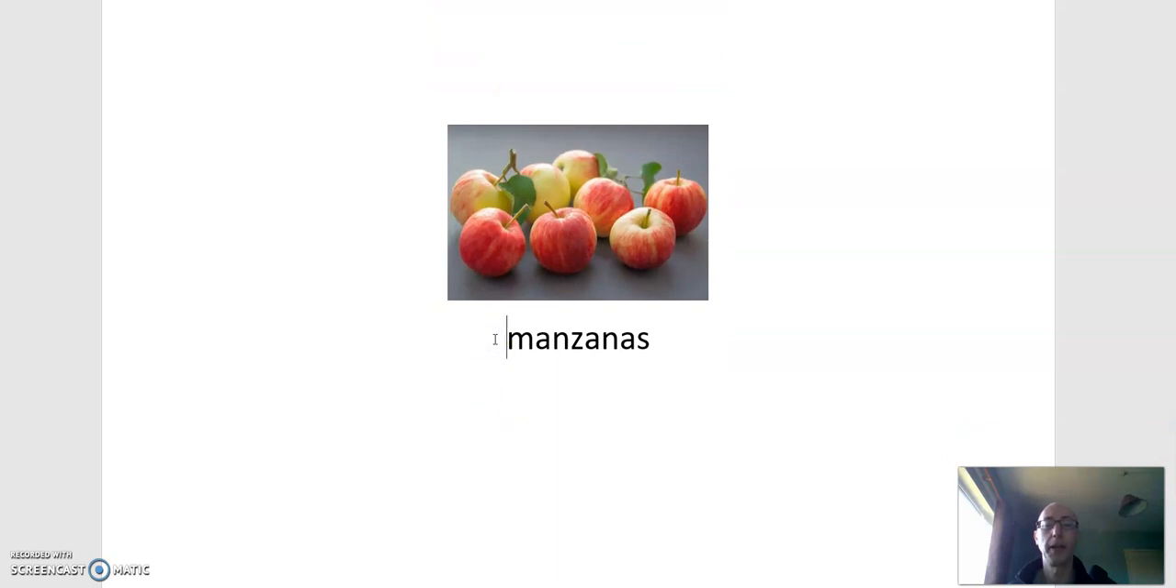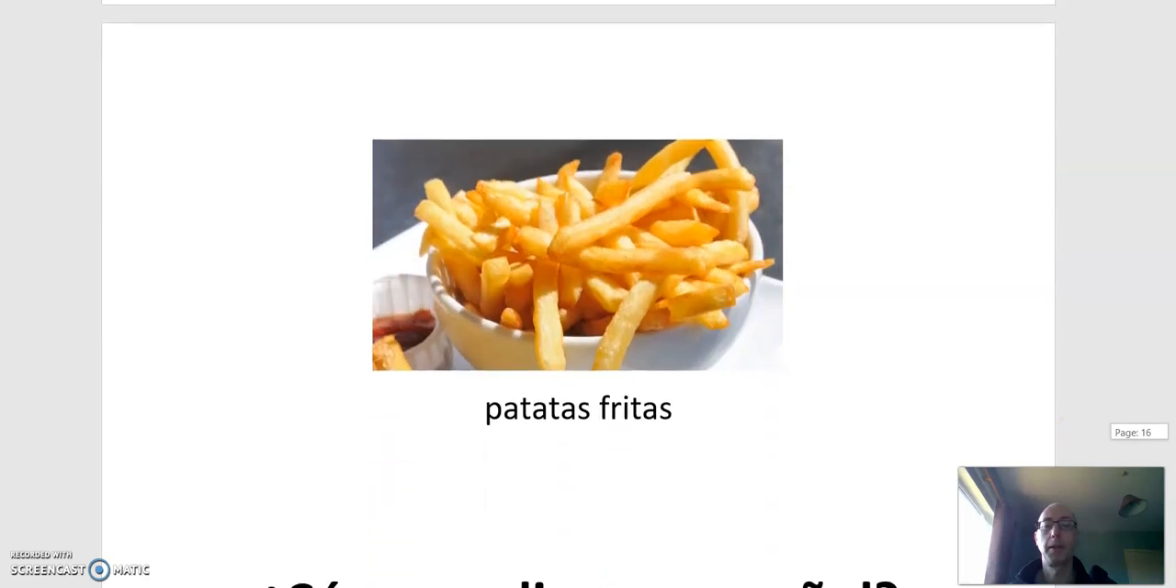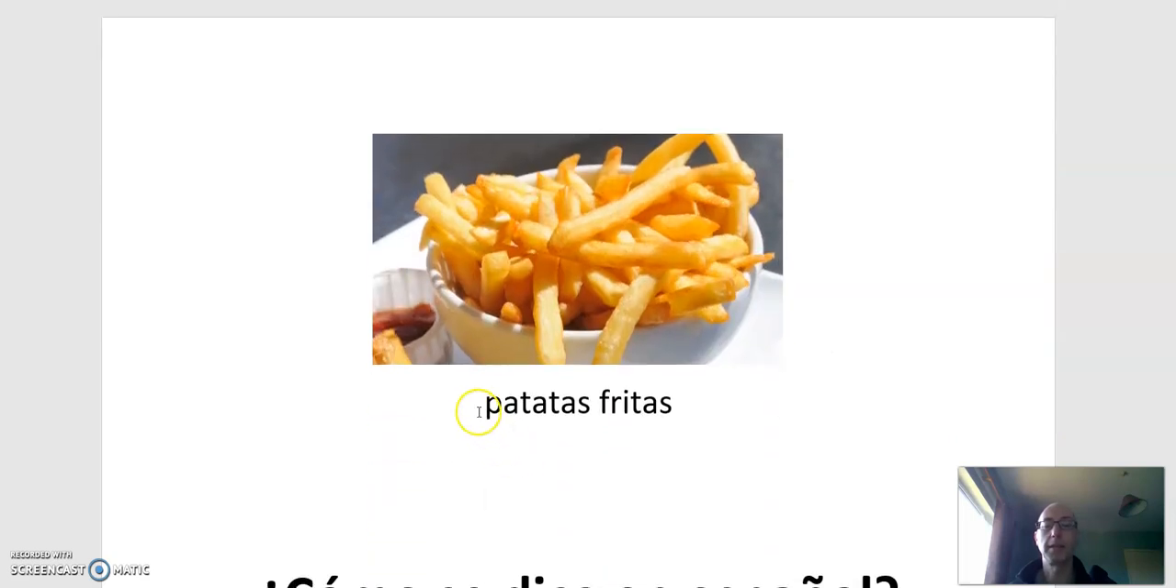Manzanas. We have AS, so is it masculine or feminine? Los or las? Has to be las manzanas. Patatas fritas. Look at the ending. Las patatas fritas.